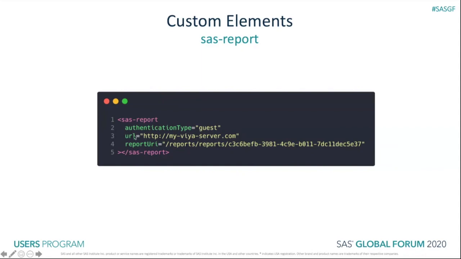So the second parameter here is URL. And this is just a URL pointing back to the location of the VIA server. The third parameter here is report URI, and that's the unique identifier to identify the report that you're trying to embed. Let's skip over for now how you get that report URI. I'll show you a really easy way to do that later on. For now, let's jump over and see what this does.